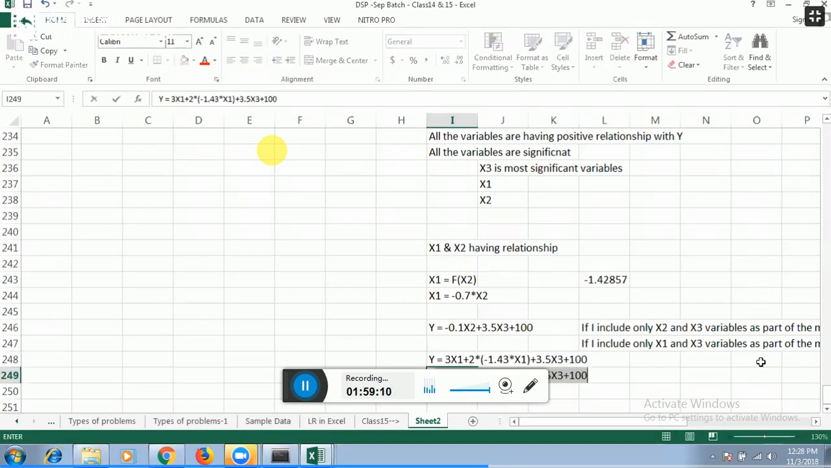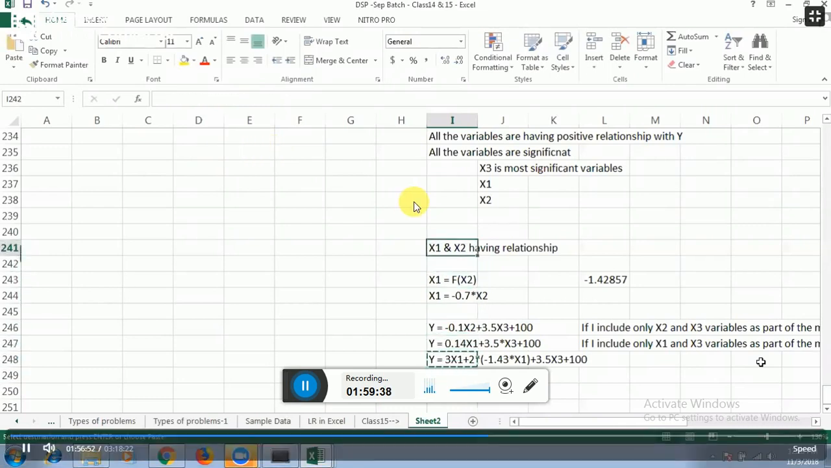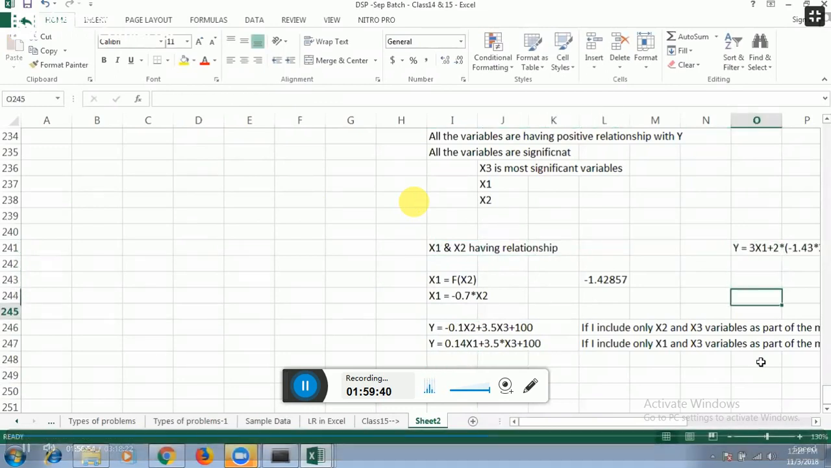So what will your equation be? 3X1 subtracting 2.86 is nothing but 0.14 times X1, plus 3.5 times X3 plus constant, nothing but 100. Suppose I include these variables, this is my equation. So basically, what I'm saying indirectly is, if I include X2 and X3, this is my equation.